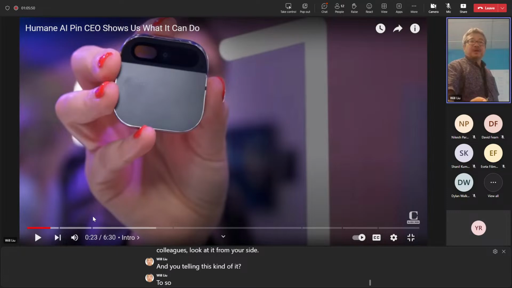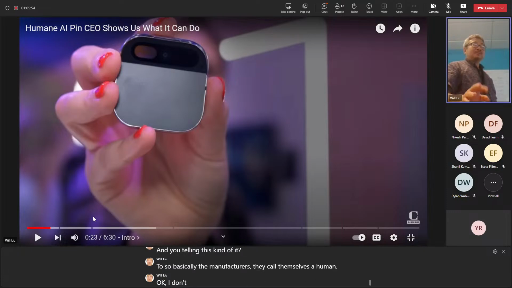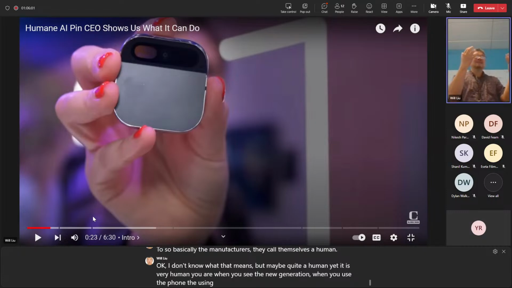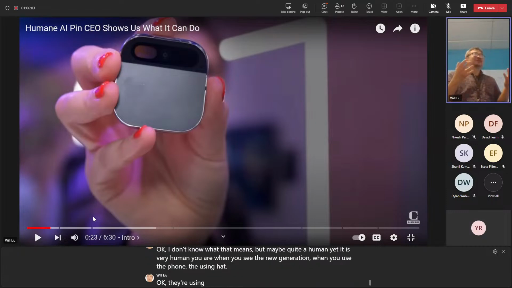So basically, the manufacturer calls themselves a human. I don't know what it means, but maybe quite human. Yeah, it is very human. When you see the new generation use the phone, they're using hands, motion, and gestures. It's very human, not like robotic.